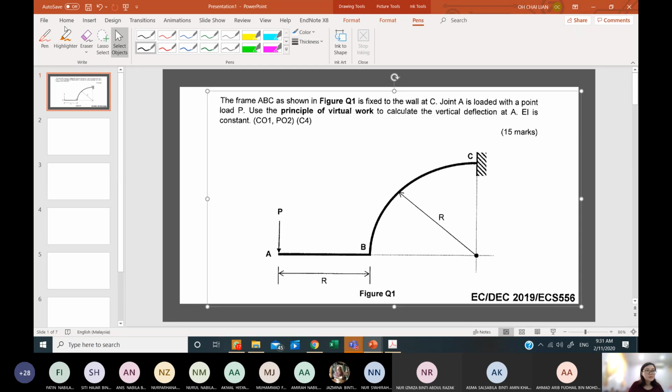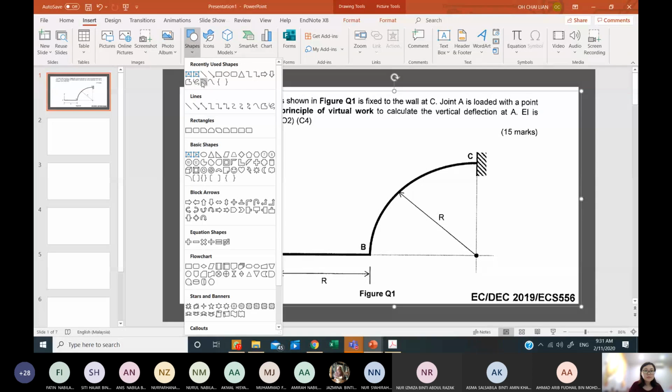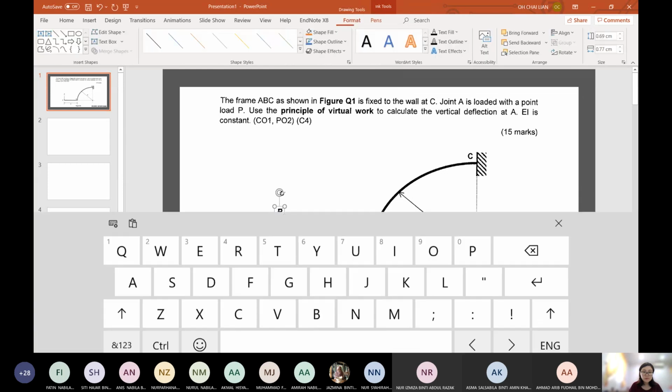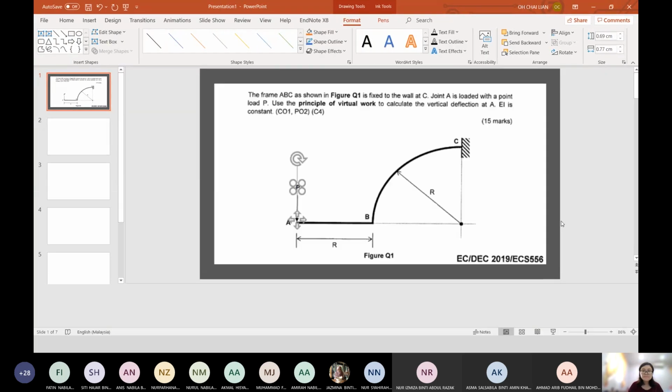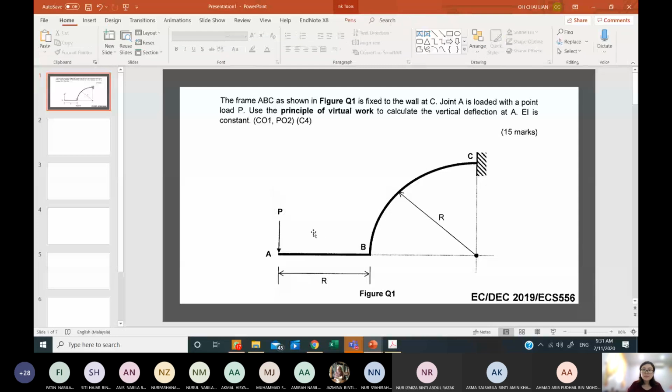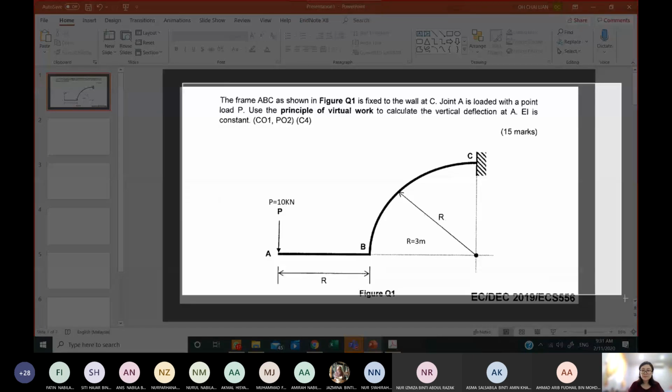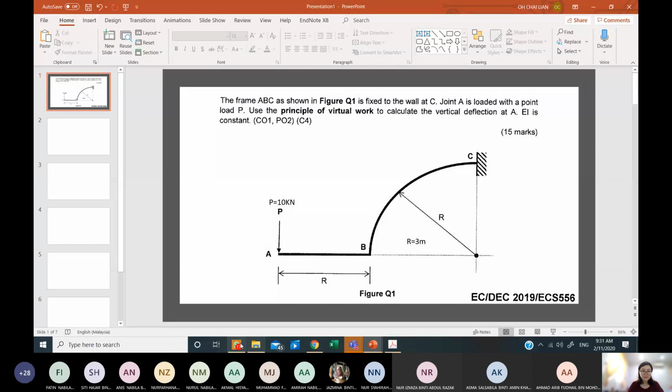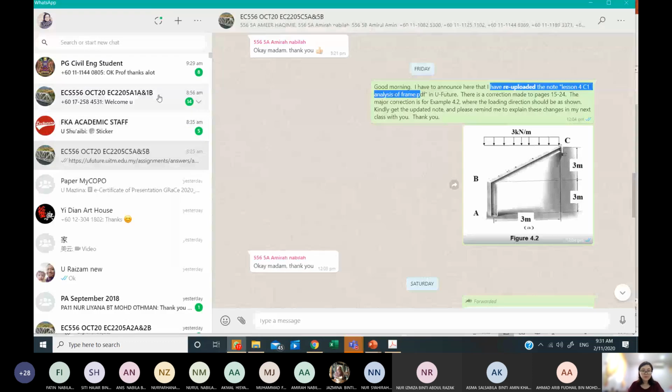Okay, this is 10 kilonewton. P is equal to 10 kilonewton, and this is equal to 3 meter. Let me just put it for you first.